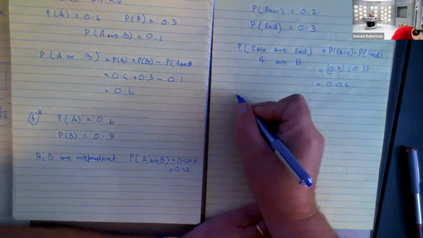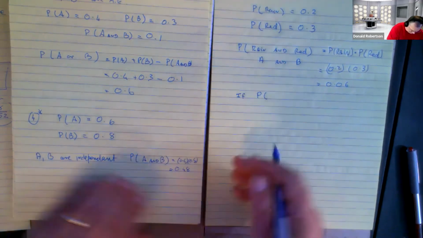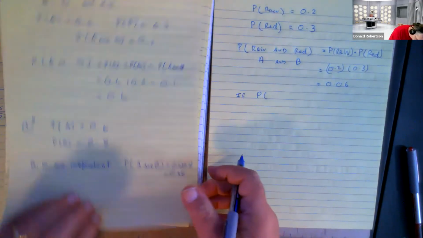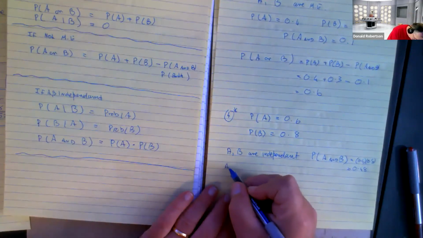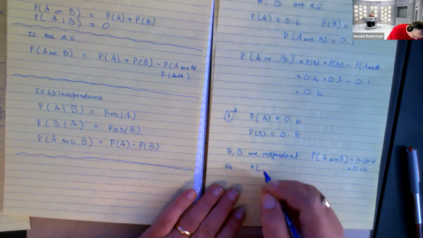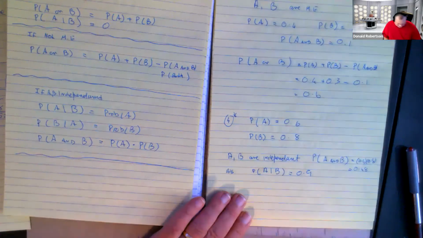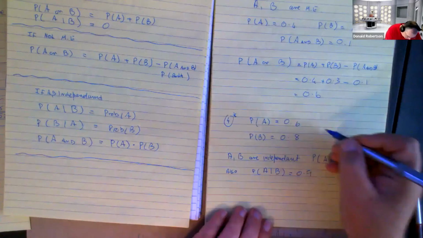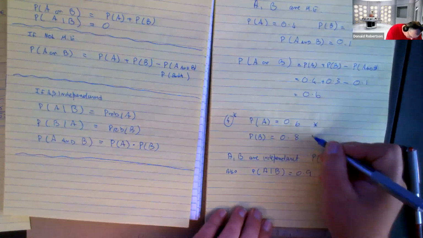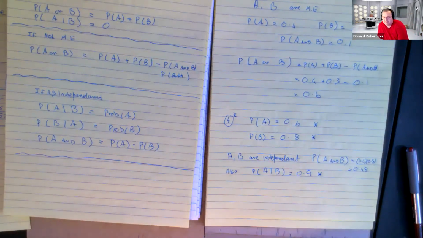Now, here's a new formula we're going to use. If I also tell you, let's use this one here, if I also tell you that the probability of A given B is 0.9, let's see what information I can get you. I'm telling you that that's 0.6, I'm telling you that's 0.8, and I'm telling you that A given B is 0.9. Are A and B independent now?